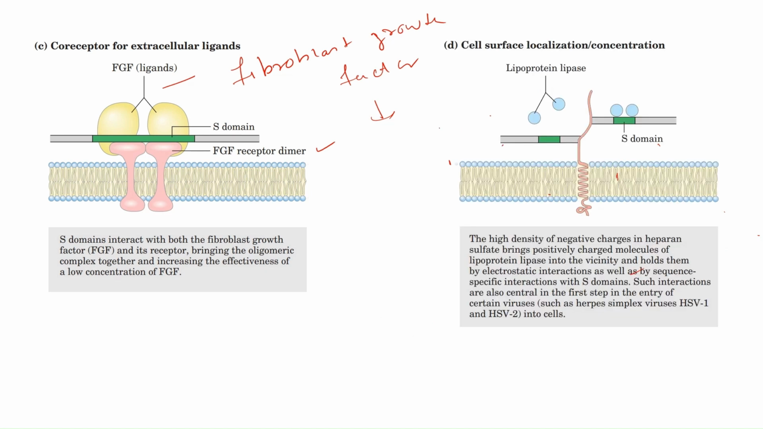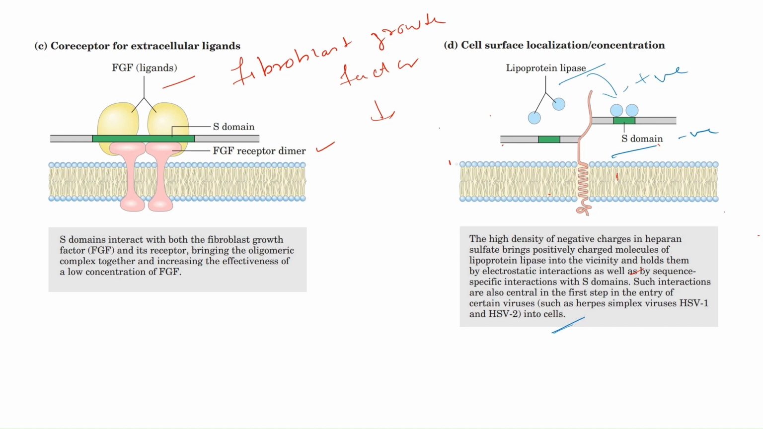The next mechanism is cell surface localization or concentration. It is also the same type. In the S domain, here the example is lipoprotein lipase. The lipoprotein lipase will bind because the S domain contains sulfate, which means it is negatively charged. Lipoprotein lipase is a positively charged molecule, so electrostatic interaction will come into play, due to which the lipoprotein lipase will come and bind with the S domain. Such type of interaction we can also find during the infection of a virus into the cell.